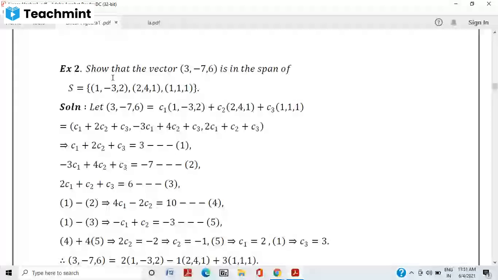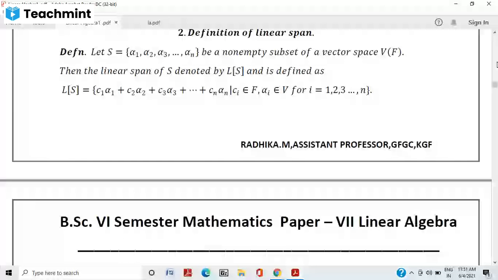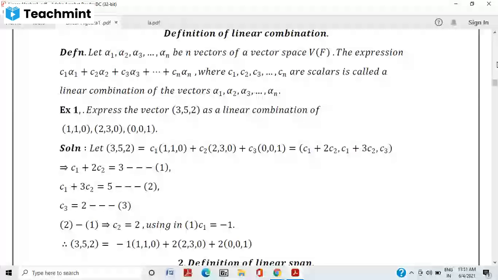What is the meaning of this? We have to find out that the vector (3, -7, 6) is in the span, which means we have to check whether this vector can be written as a linear combination of these three vectors. Then it is the same as the last problem, only one change. There, only two vectors were there. Here three vectors are there.